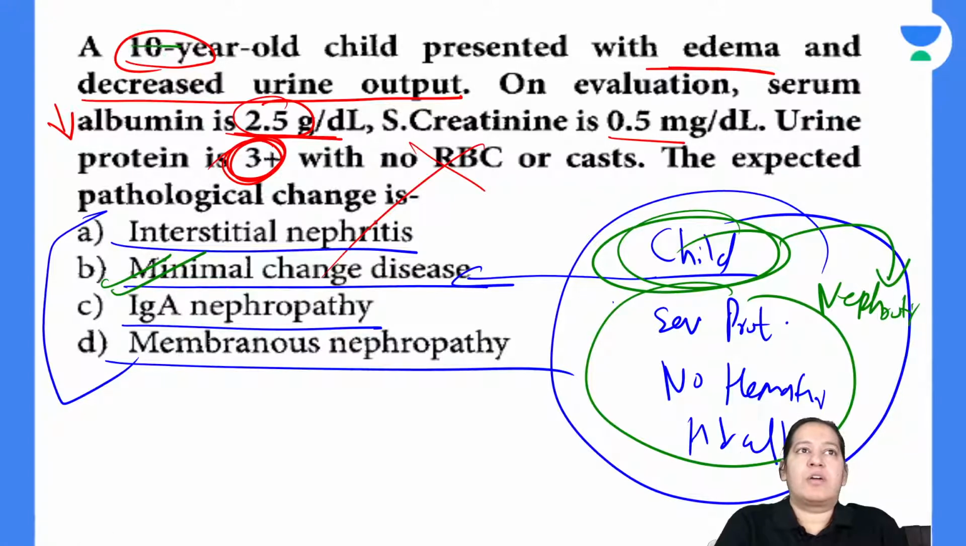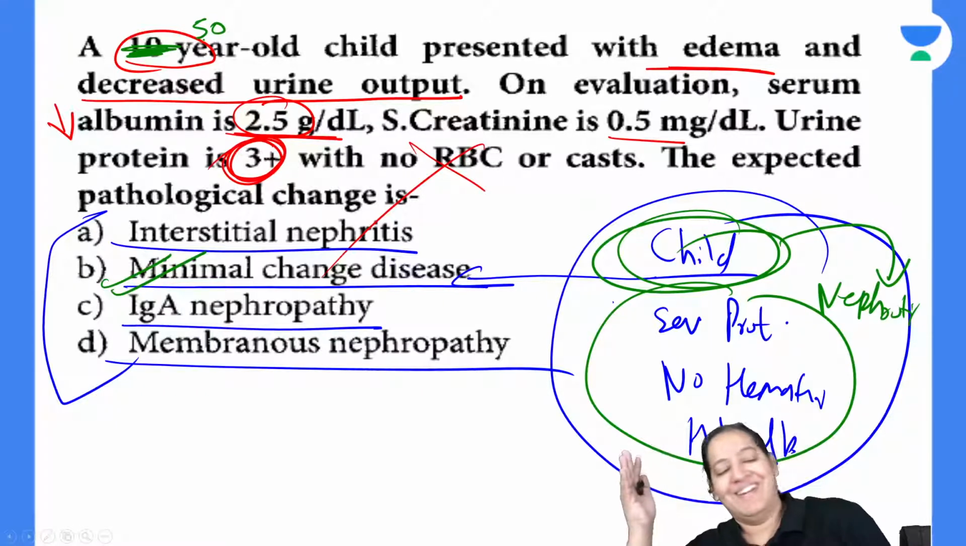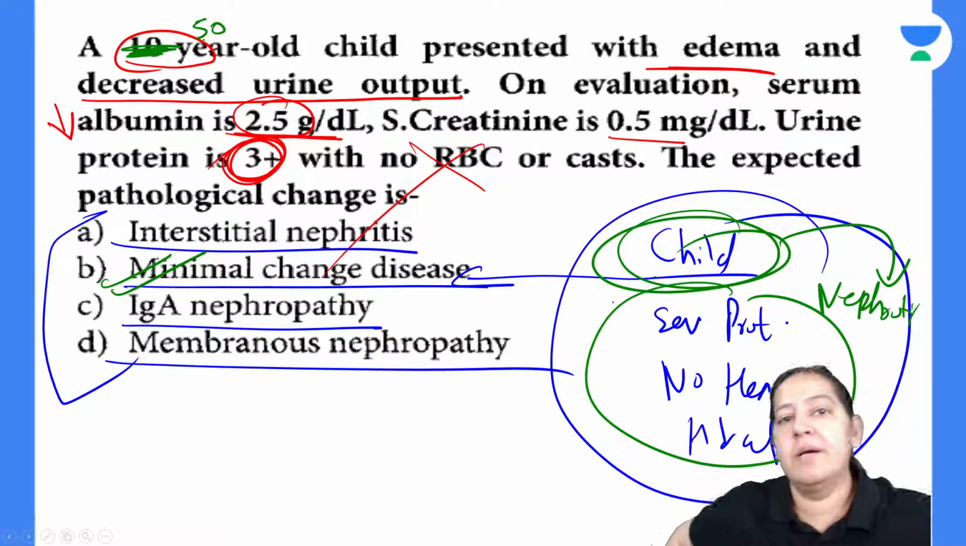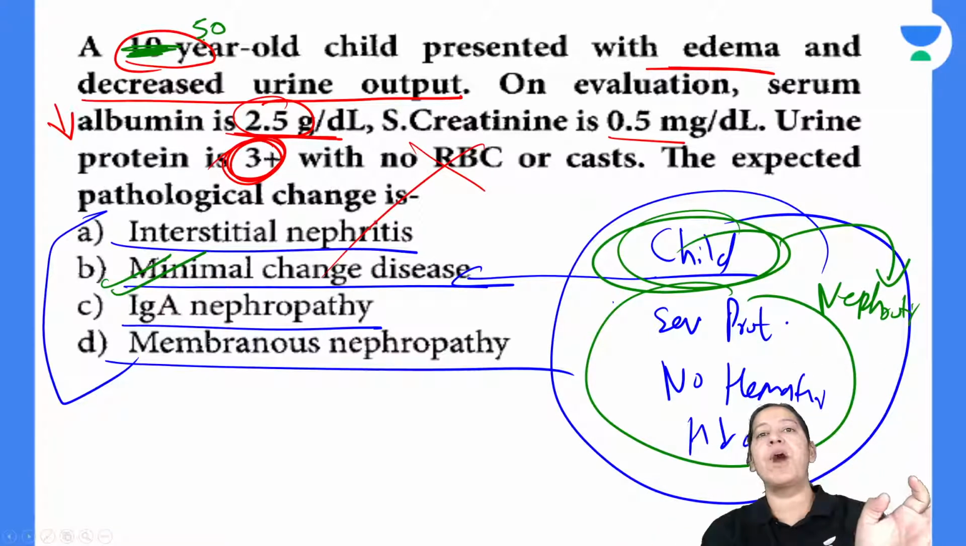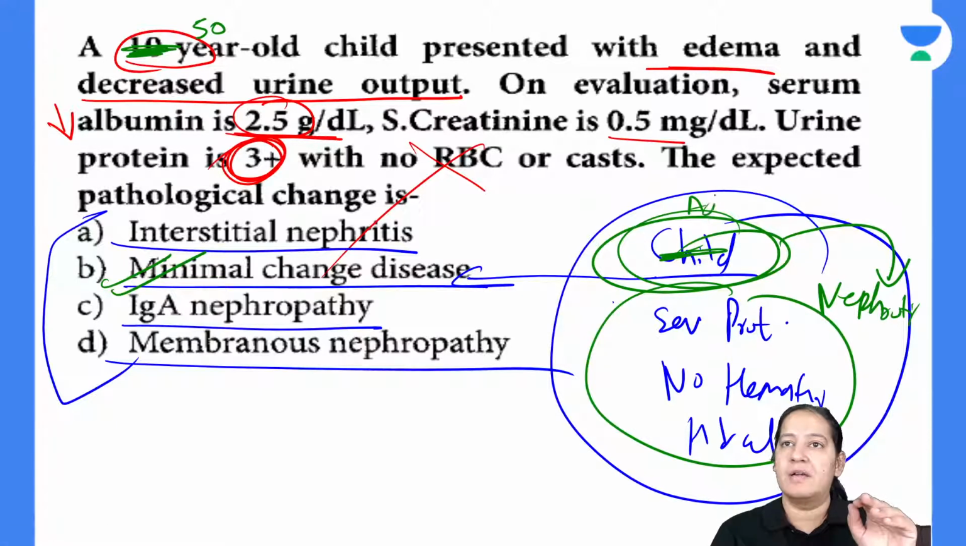If I change the question, instead of 10, I take 50 years. The same findings, everything is the same. What is your answer now? I'm changing just the age, nothing else. So what is the most common cause of nephrotic syndrome in adults? Instead of a child, it becomes an adult, the same clinical findings.